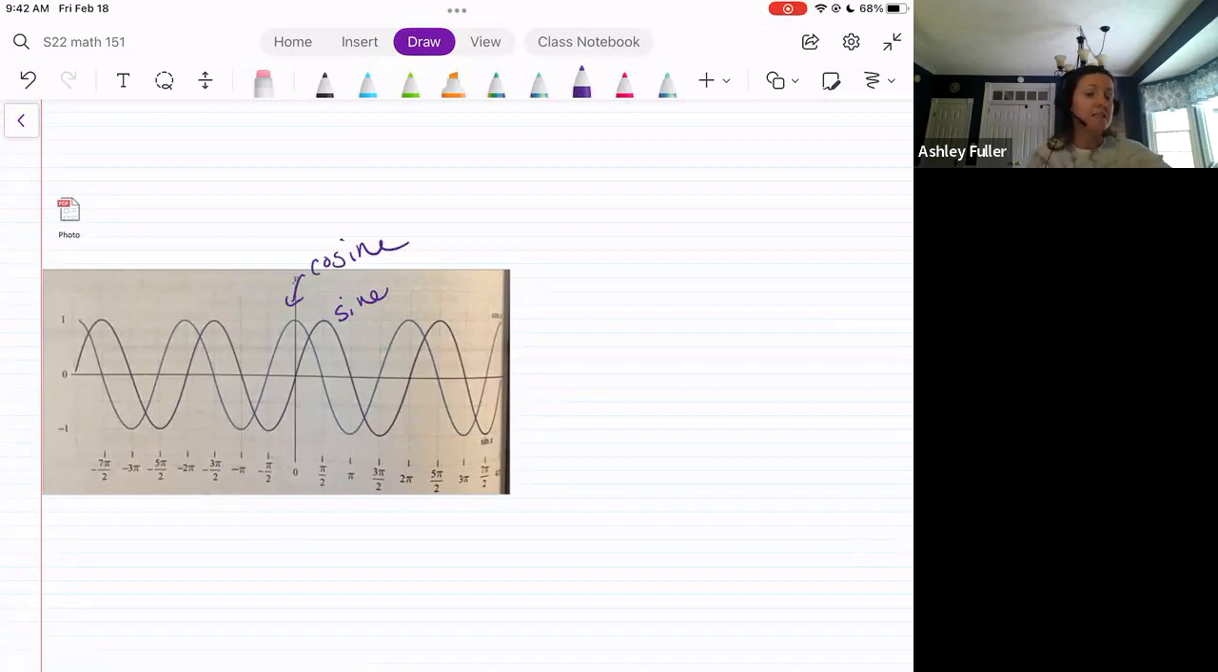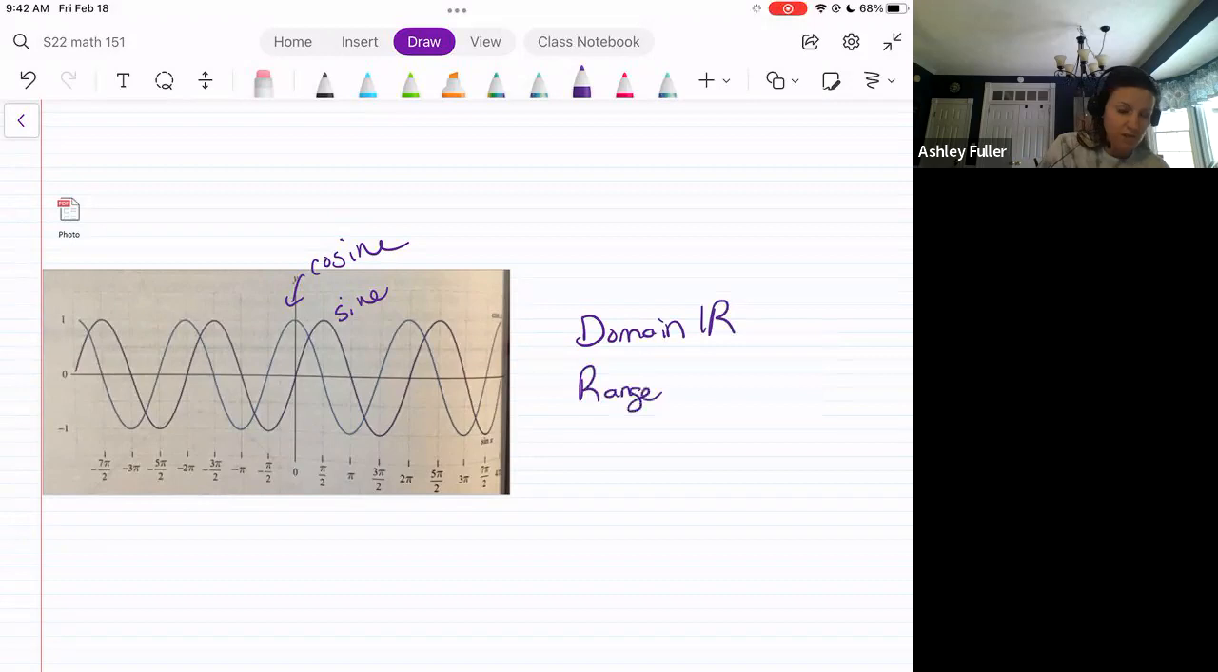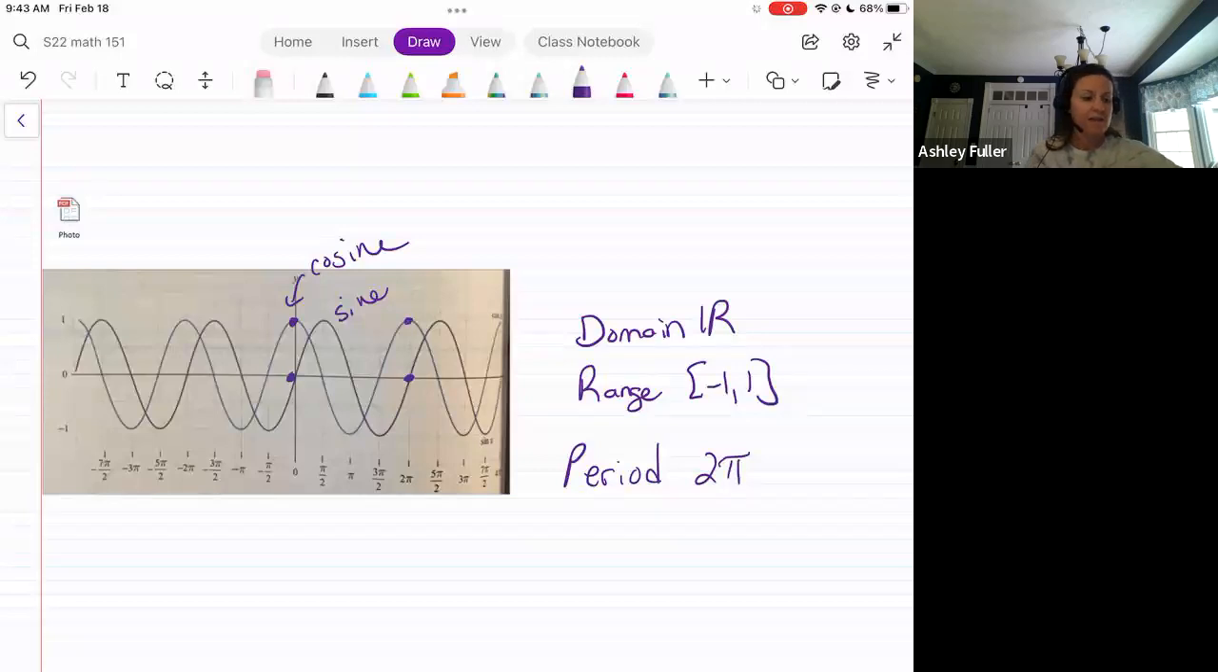Notice they act very similarly. They're just a little shifted from each other. We can define these that their domain for both sine and cosine is going to be all real numbers. And their range, if you notice, is from -1 to 1. It repeats over and over and over. And if you notice, from here to here is where the repetition starts again. And likewise for sine from here to here, they both have what we call a period of 2 pi. That's how long it takes them to repeat.